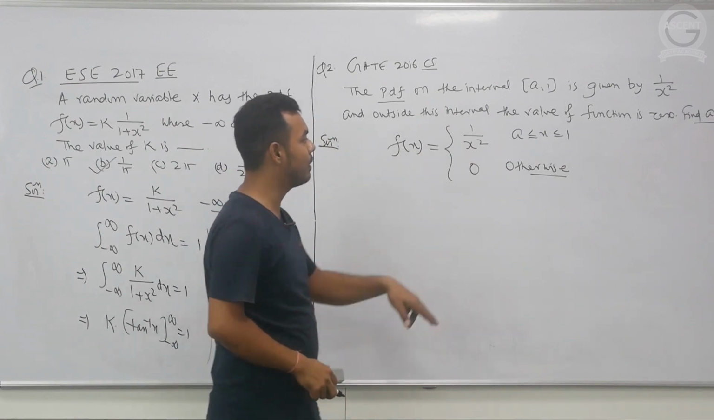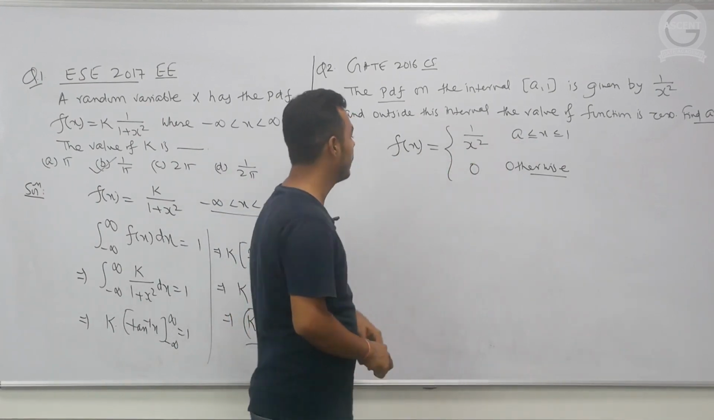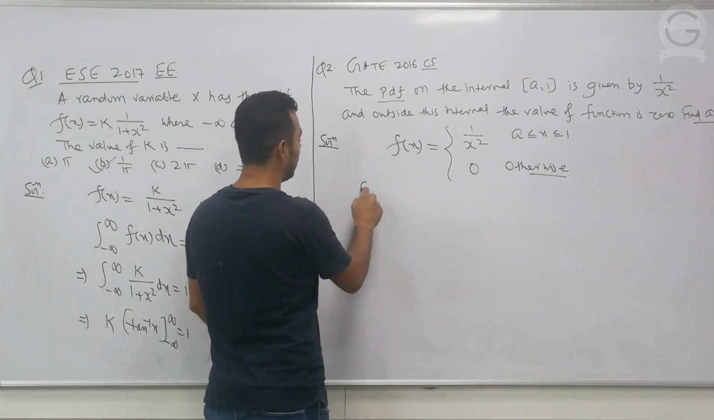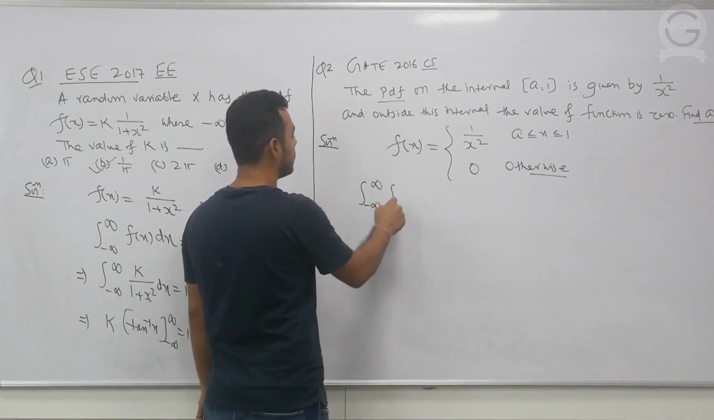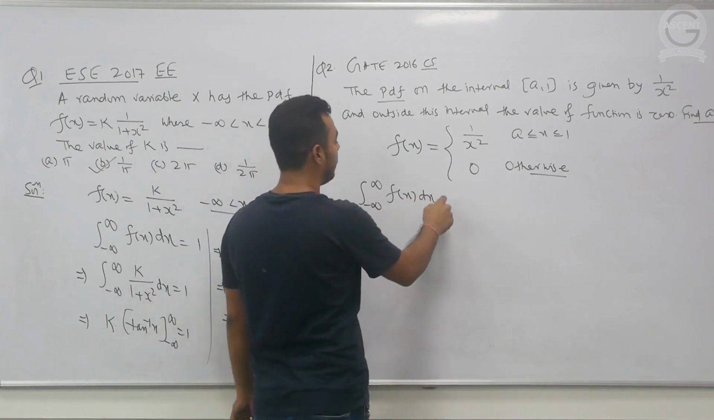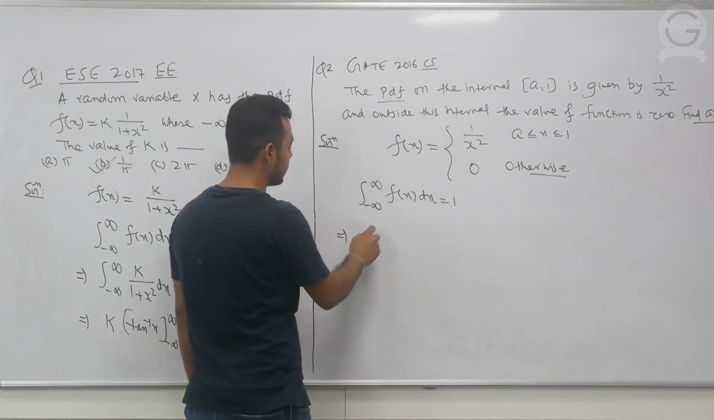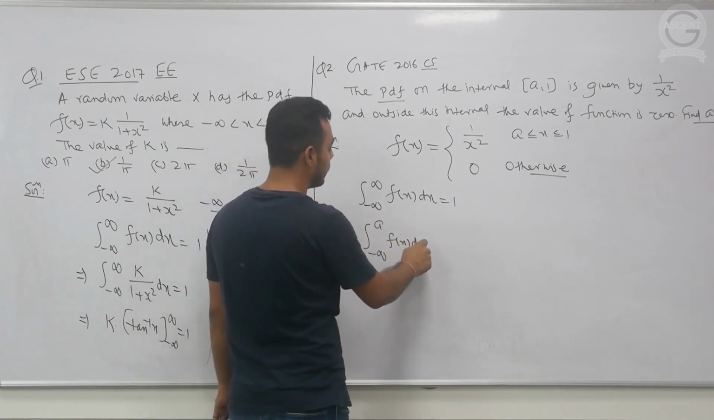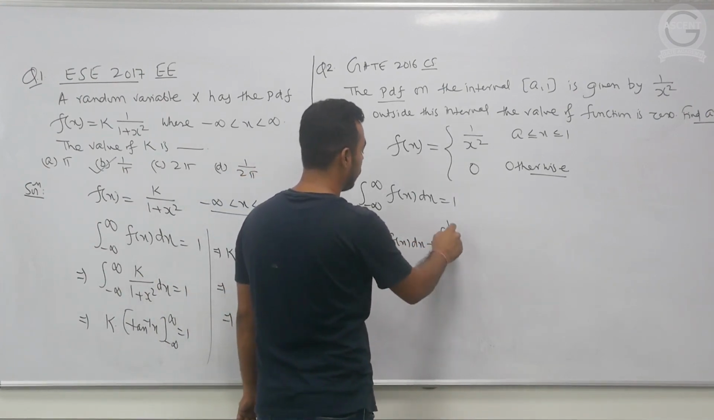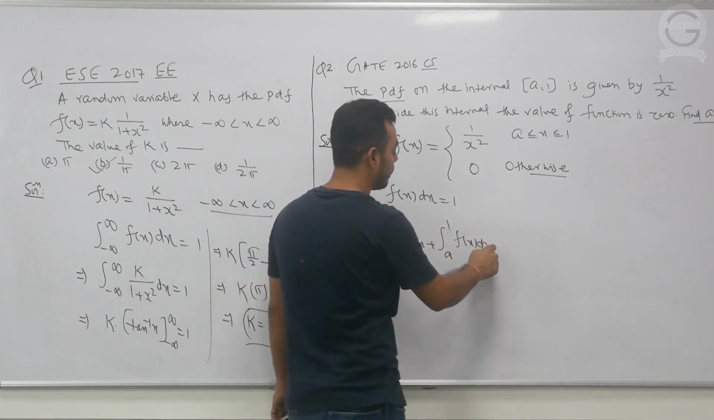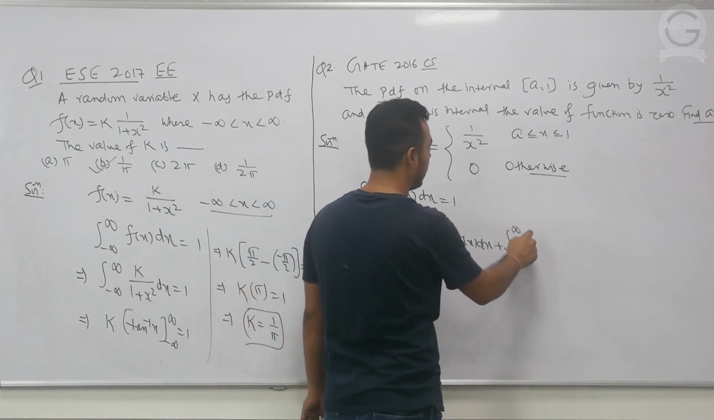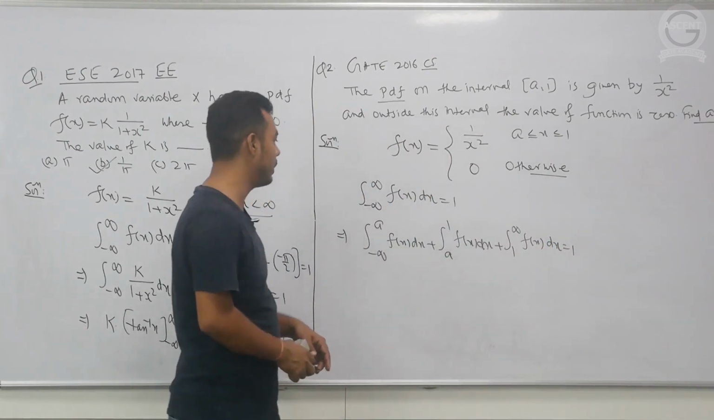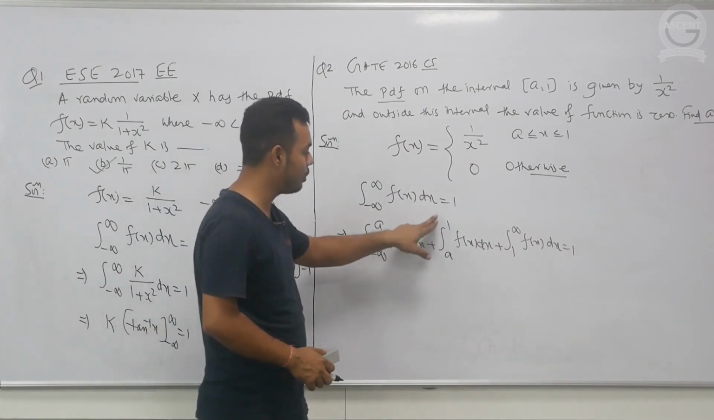Now the question is, we have to find the value of this unknown a. Again, since f(x) is a probability density function, the integral from minus infinity to infinity f(x) dx will be 1. So I can write this as the integral from minus infinity to a f(x) dx plus the integral from a to 1 f(x) dx plus the integral from 1 to infinity f(x) dx. This will be 1.